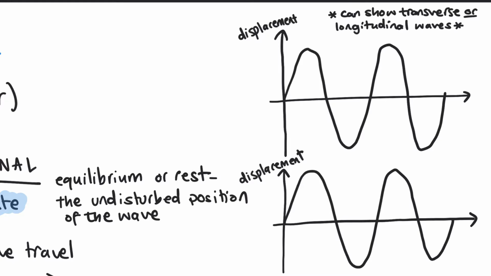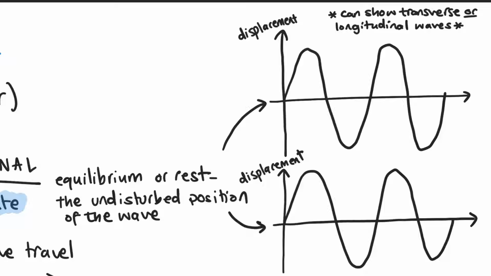Displacement here refers to the particle's position compared to the equilibrium or rest position. So if there was no wave travelling through the medium, that's what we're referring to as the equilibrium or the rest position. It's undisturbed, but whenever a wave passes through, then the particles will move, they will vibrate or oscillate, and the displacement then is referring to how far those particles have moved from their original rest position.